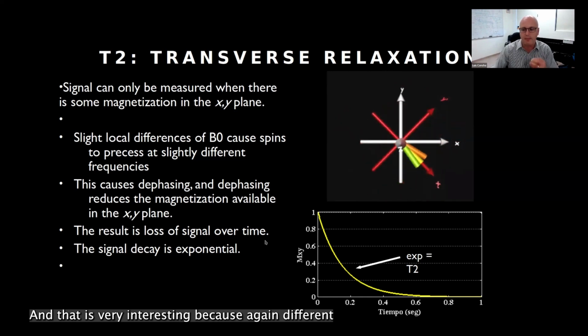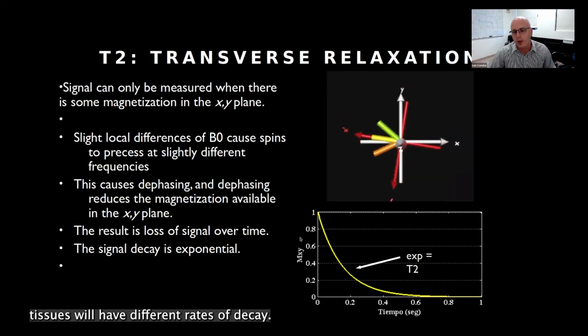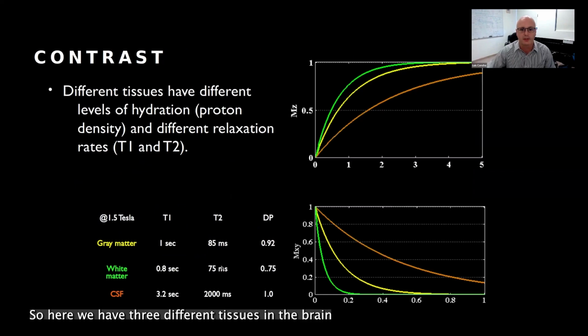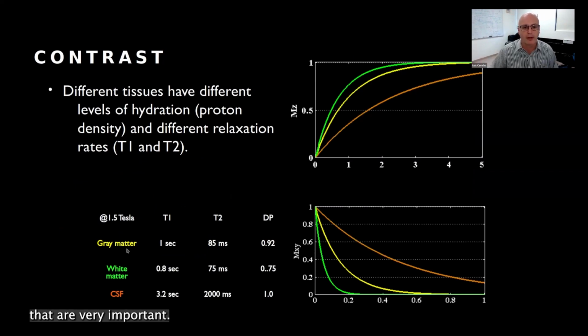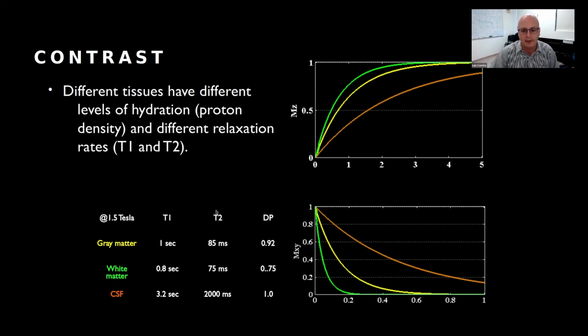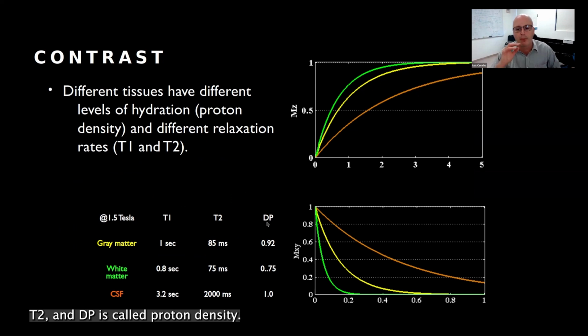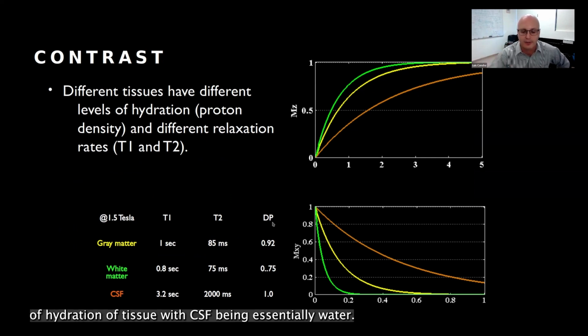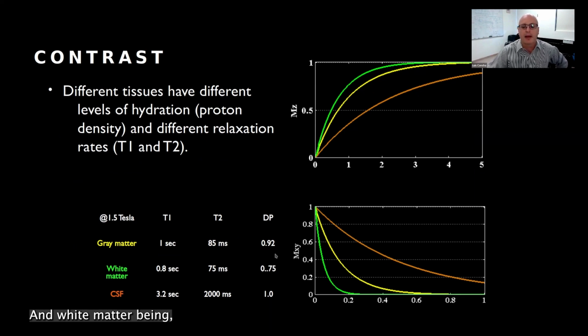And that is very interesting because, again, different tissues will have different rates of decay. So here we have three different tissues in the brain that are very important, and we're displaying their different relaxation rates in terms of T1, T2, and DP, which is called proton density. Sorry, this is in Spanish. It should be PD, proton density. And that means essentially the level of hydration of tissue, with CSF being essentially water, and white matter being a little bit fattier, it has less water.